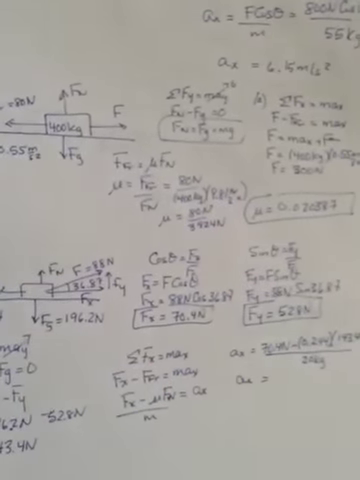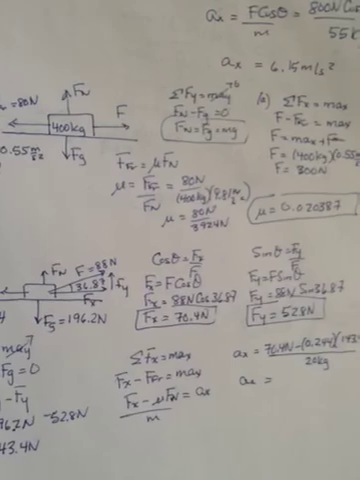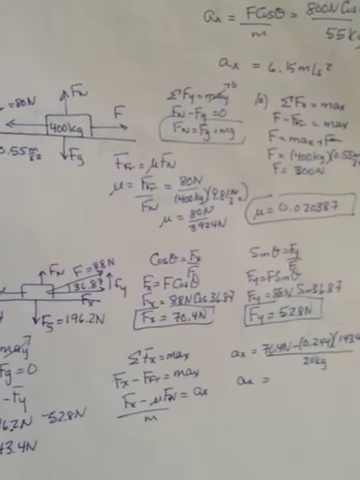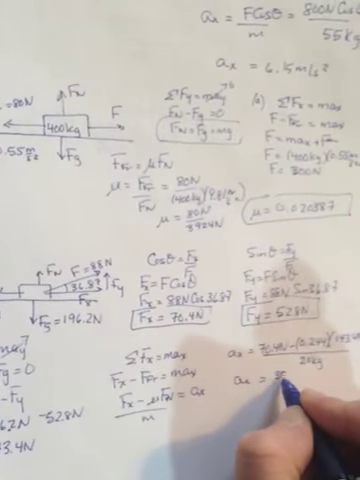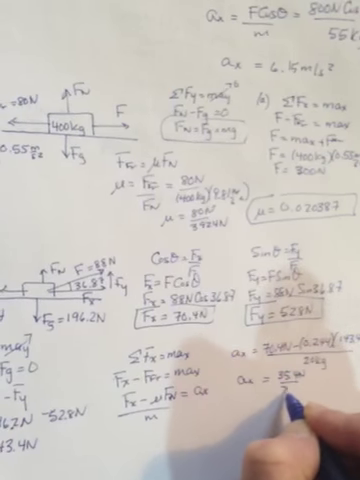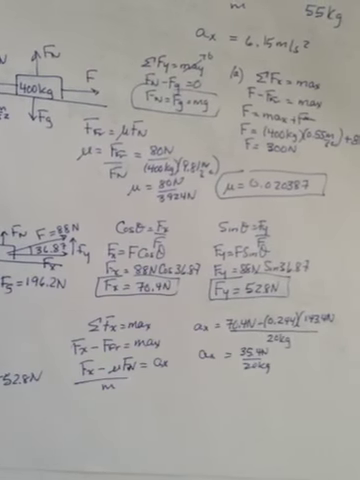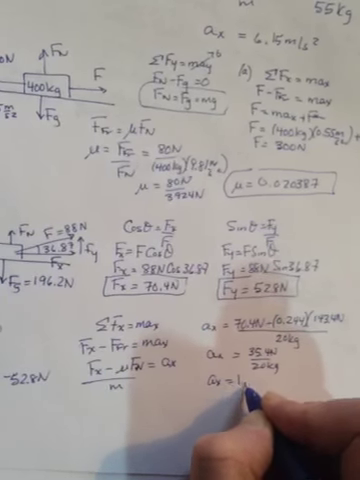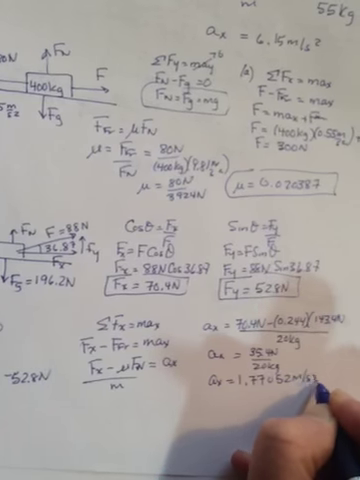Ax equals, so times 0.244 plus 70.4. So on the top you get 35.4, I think, over 20 kilograms. So 1.77. Meters per second squared.